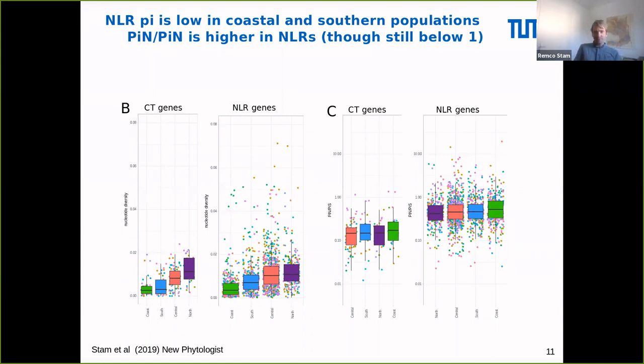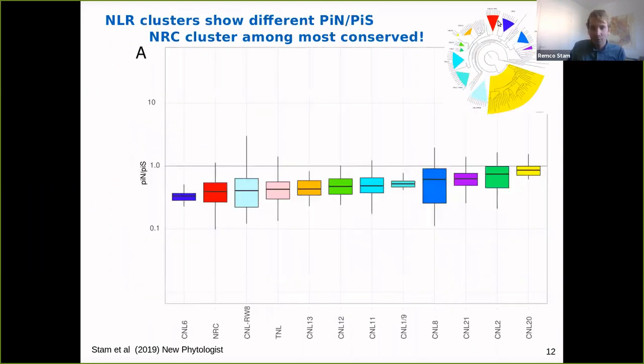So you can take these data. Here, each dot is one gene in one population, right? You can take this data and summarize it in many different ways. One way to summarize it, for example, is looking at these clades that I described earlier. And this is important because this NRC clade was hypothesized by the lab of Sophie Kamoun to be very conserved because it's an integral part in the signaling network. And this is one thing that we see.